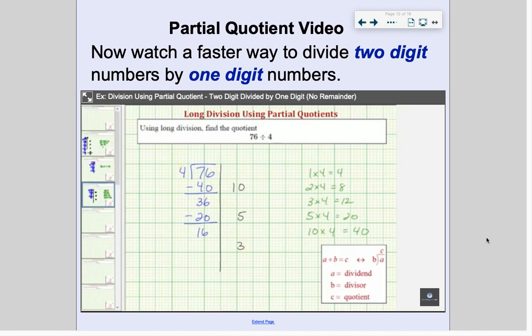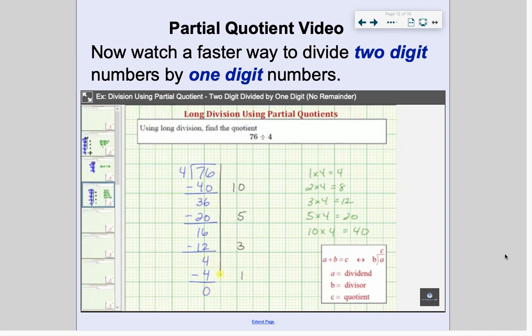3 times 4 is equal to 12. Place the 12 below the 16 and subtract. 16 minus 12 is equal to 4. We repeat the process. Because this difference is 4 and so is the divisor, we can easily recognize there's 1, 4, and 4. So 1 is our last partial quotient. 1 times 4 equals 4. Once again, we subtract. In this case, the difference is 0, so our remainder is 0.